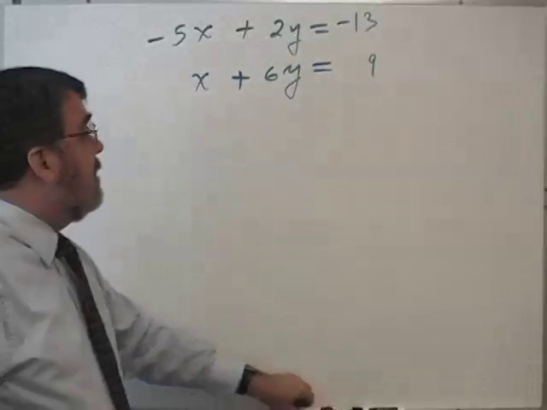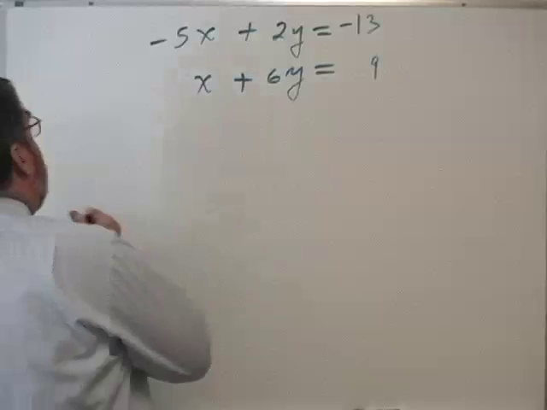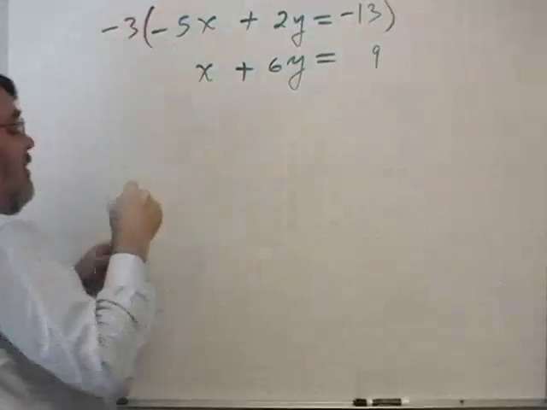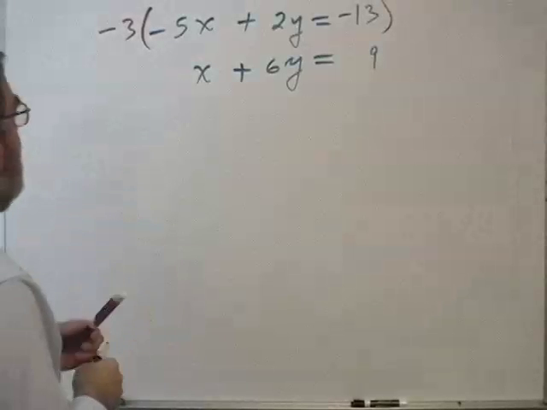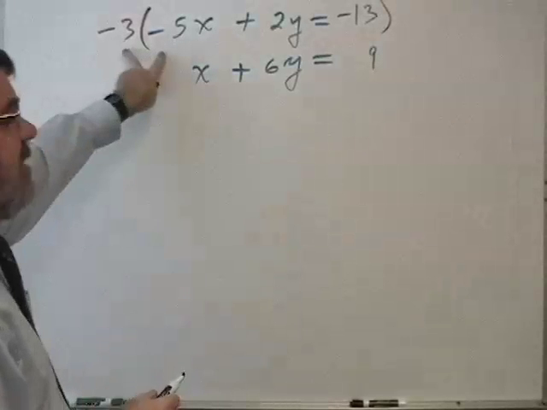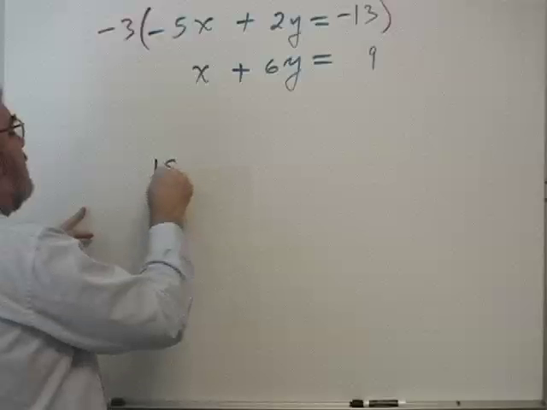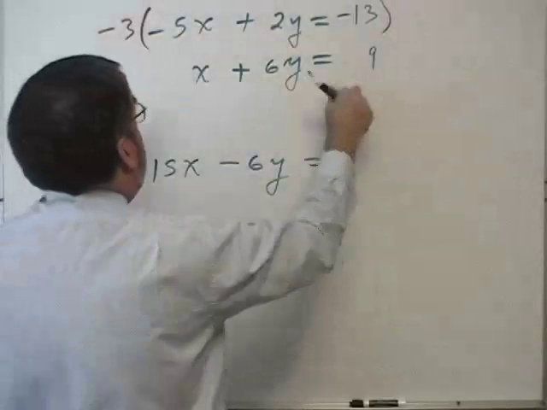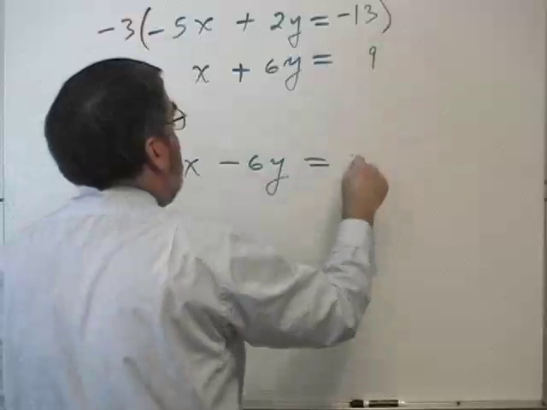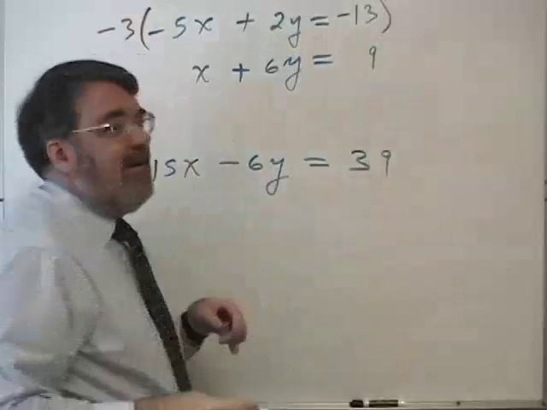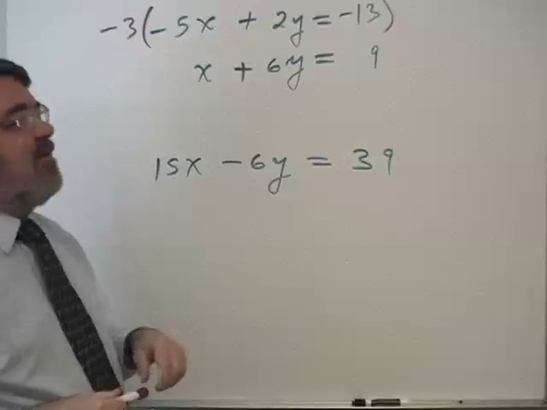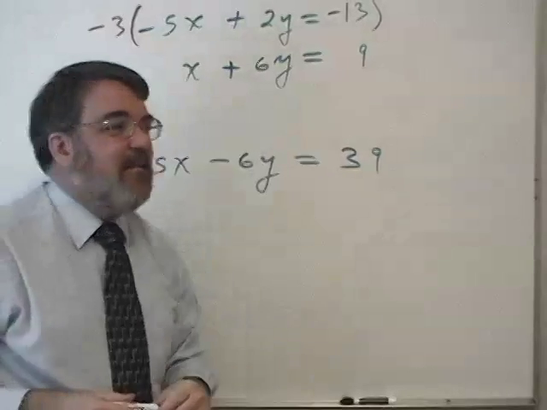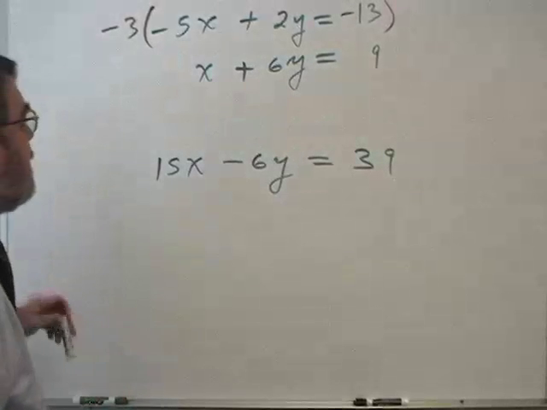All right, so watch what happens here. I'm going to multiply the top equation by negative 3, and I'll bring it down here. So this gives me 15x minus 6y equals positive 39. And a lot of students will make the mistake of forgetting to multiply the number on the right side. Very easy to overlook that.